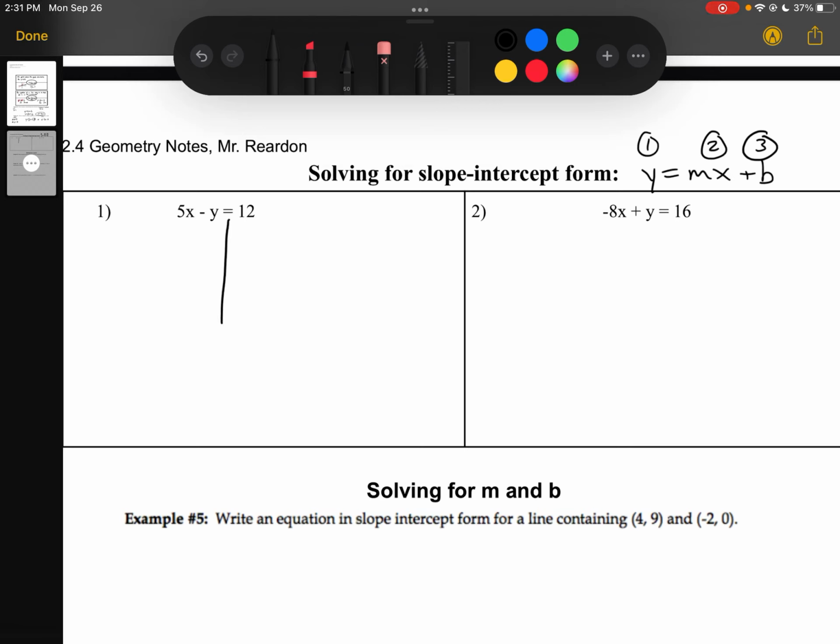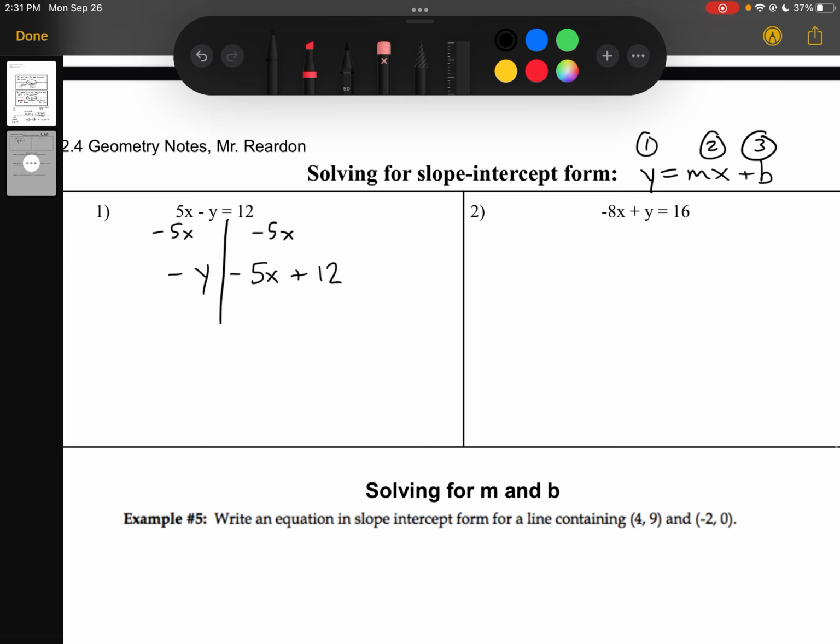So the way that we move something from one side of the equation to the other is by doing the opposite of what is there. So if we have positive 5x, the opposite of that is minus 5x. We do that on both sides. So don't forget that negative is attached to the y. So negative y equals -5x, and then we have positive 12.